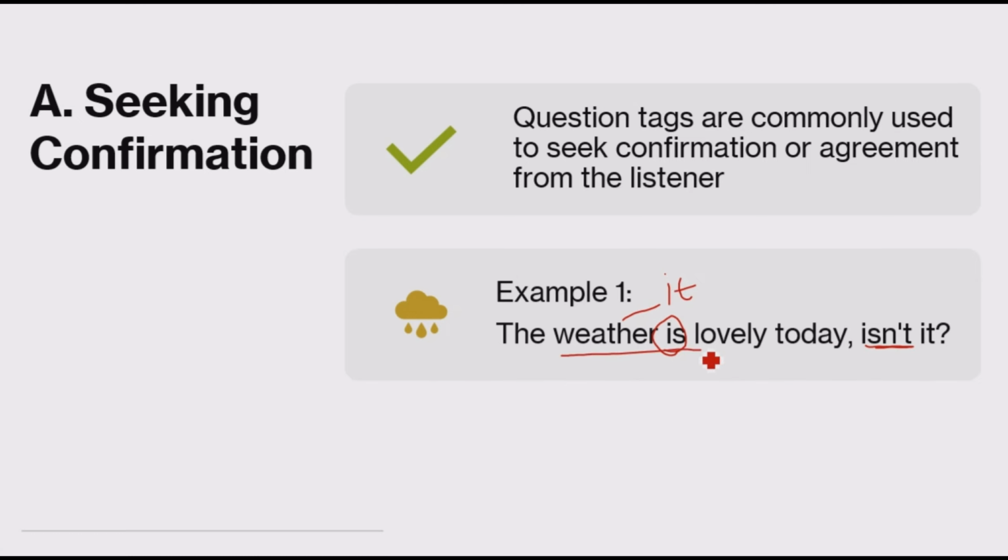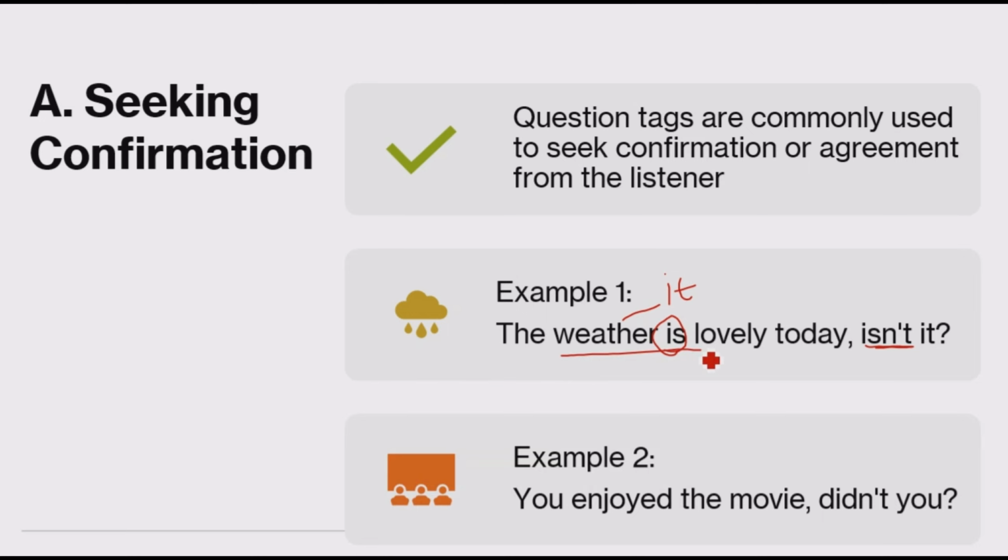That's the question tag. Example 2, you enjoyed the movie. So you is the subject. Then we want to confirm whether you enjoyed the movie. So how can we confirm that? By using a question tag. So didn't you? Because we are dealing with the past tense. You enjoyed. So did is a past. So didn't you becomes the question tag. So take note of the tense.